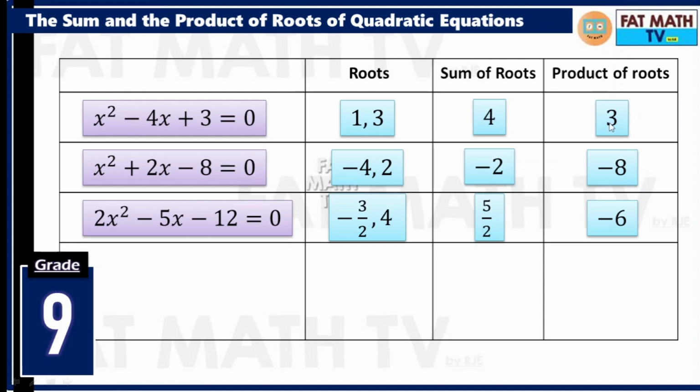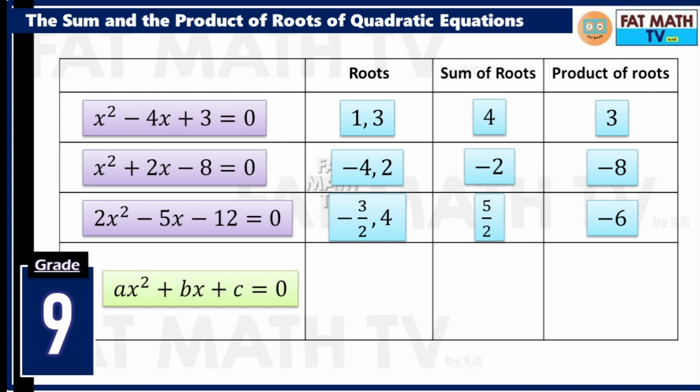And for the product of the roots, you can just see it there in the constant term. So the product of the roots in this equation is just this 3. It's also 3 here. And for this one, it's negative 8. So it's also negative 8 here. While in the last one, it's negative 12 here, and our product is negative 6 because we still have to divide by the coefficient of x squared, 2. So negative 12 over 2 will give you negative 6.